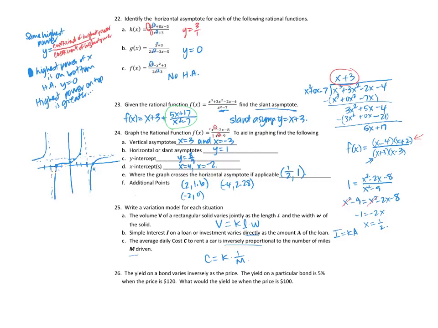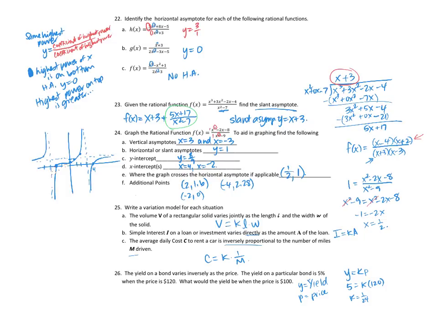The yield on a bond varies inversely as the price. So I can say that yield, I'm going to call that Y, and the price, I'm going to call P. So I can say yield equals K over P. The yield on a particular bond is 5% when the price is $120. So we'll put in a 5 for the yield, and we'll put 120 for P. And I can divide that over. And I get K equals 1/24 when I simplify that. And so now I know what my K is.